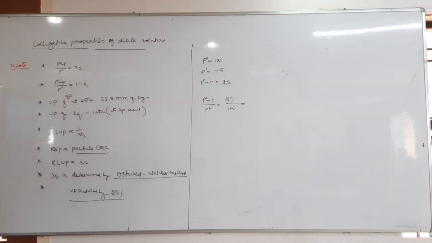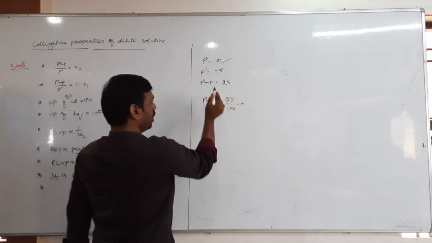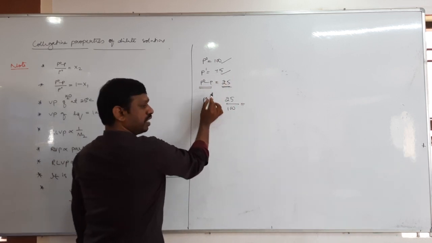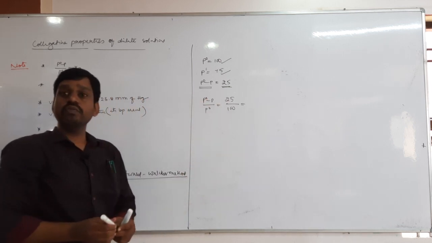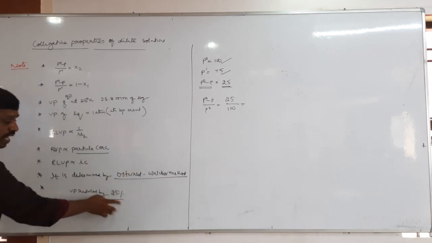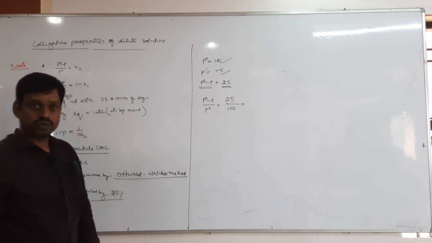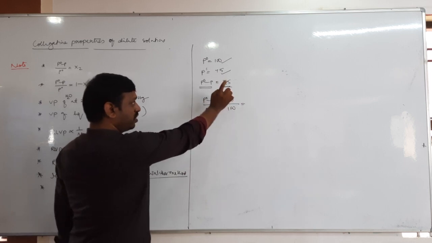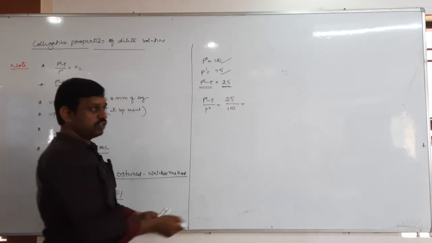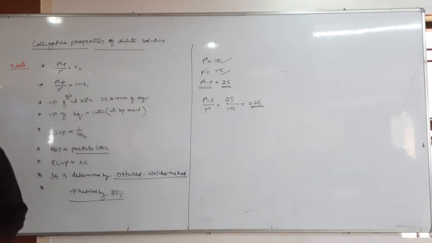Data. So therefore, take down, P naught equals 100 and P becomes 75. P naught minus P becomes 25, because P naught minus P gives how much is reduced, how much is lowered. That value is mentioned here: vapor pressure is reduced by 25%. So P naught minus P equals 25. If it is 25, P is 75. Then P naught minus P by P naught equals 25 by 100, which is equal to 0.25. That is the RLVP. Okay.